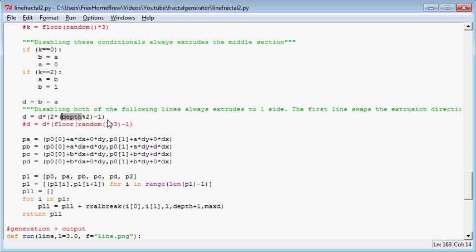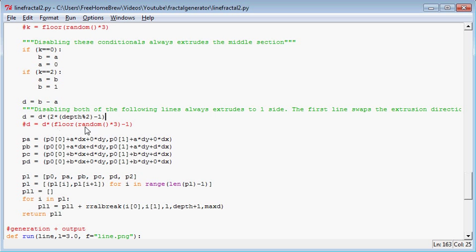Depth is the recursion depth. Modulo 2 means if it's odd, this is 1. If it's even, this is 0. So it's either 0 or 1. Times 2, so it's either 0 or 2. Minus 1 means it's either minus 1 or plus 1. Times d means d is either positive or negative d. So this is pretty nifty.